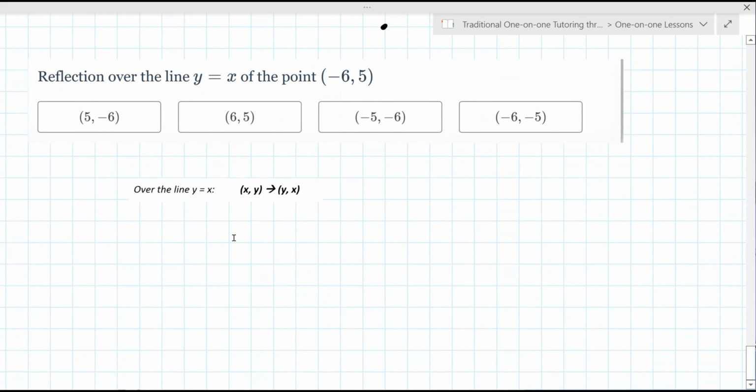Can you do the formula? Yes, because I don't have that. Oh, so it's 5, -6. Yes. And is that the first, second, third, or fourth choice? The first. Yeah, good.